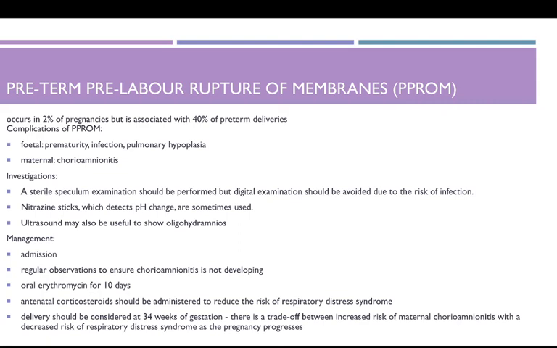You should give antenatal corticosteroids to reduce the risk of respiratory distress syndrome and to help with pulmonary development in the fetus. Delivery should be considered at 34 weeks of gestation. So there's this trade-off between the increased risk of maternal chorioamnionitis with the decreased risk of respiratory distress syndrome as the pregnancy progresses.